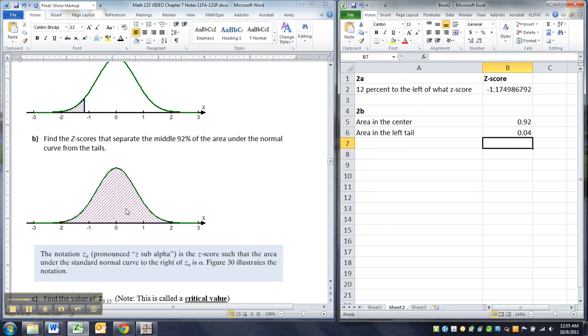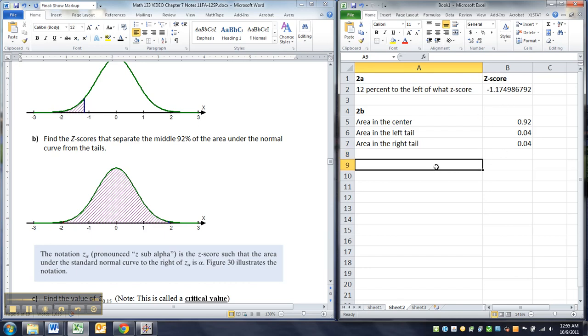So if 92% is in the middle, that means 4% is over here on the left, and by the same token, it's also equal to that amount over on the right. Okay. Notice what do these three numbers add up to? 92 plus 4 plus 4 makes 100. 100%, right? The whole thing.